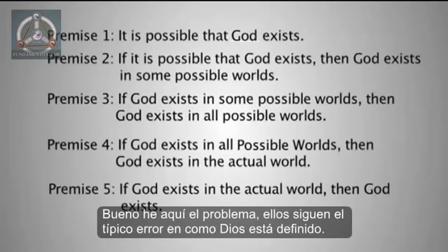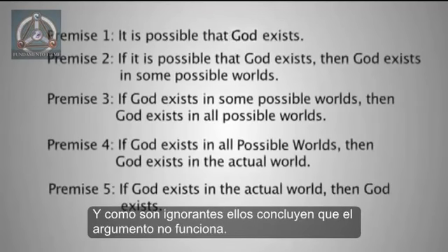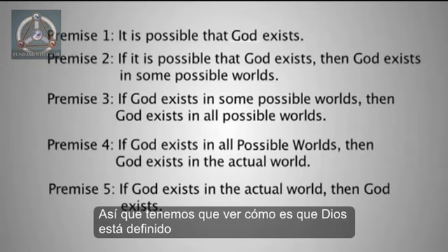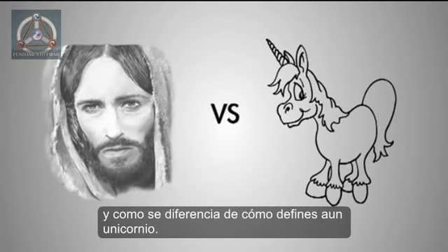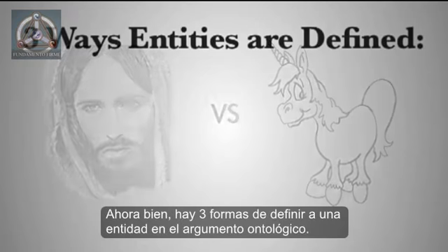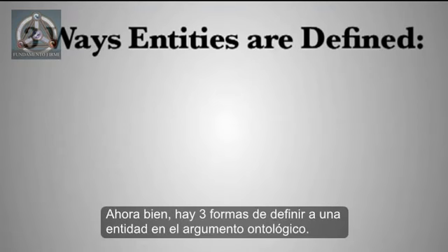Okay, here's the problem. They are falling into the typical error of misunderstanding how God is defined, and because of their ignorance, they are concluding that the argument doesn't work. So we need to look at how God is actually defined and how it differs from how you would define a unicorn. Now, there are three ways to define a being or an entity in the ontological argument.